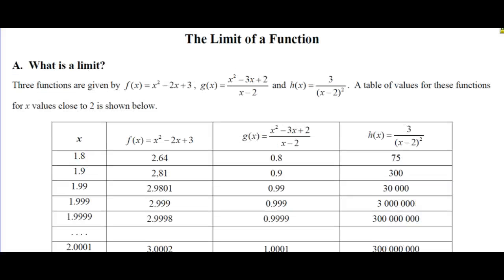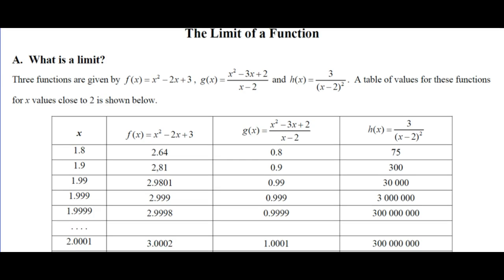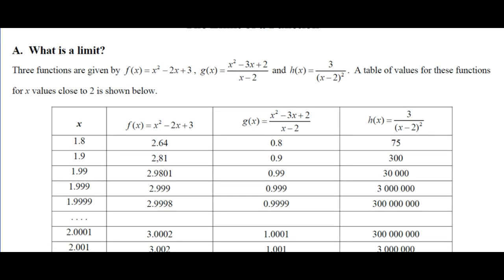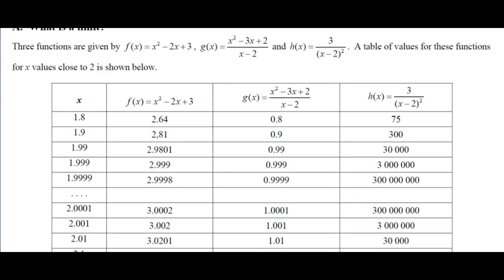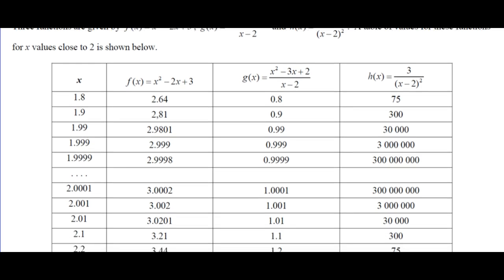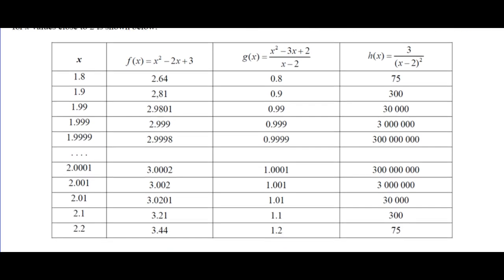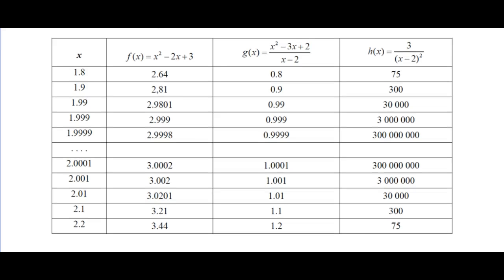The limit of a function. What is a limit? I know you heard this. So we've got three functions, f of x, g of x, and h of x. We have a table of values, taking x values closing in on 2: 1.8, 1.9, 1.99, 1.999, etc. And then on the other side, 2.001, etc. And we can see what's happening with these values.